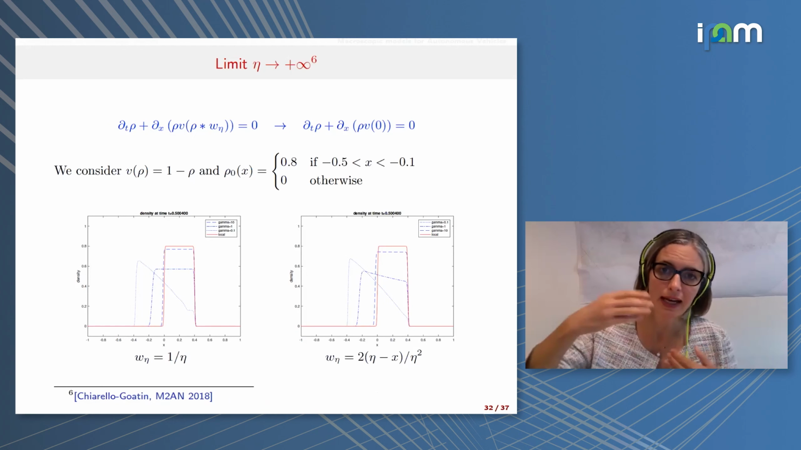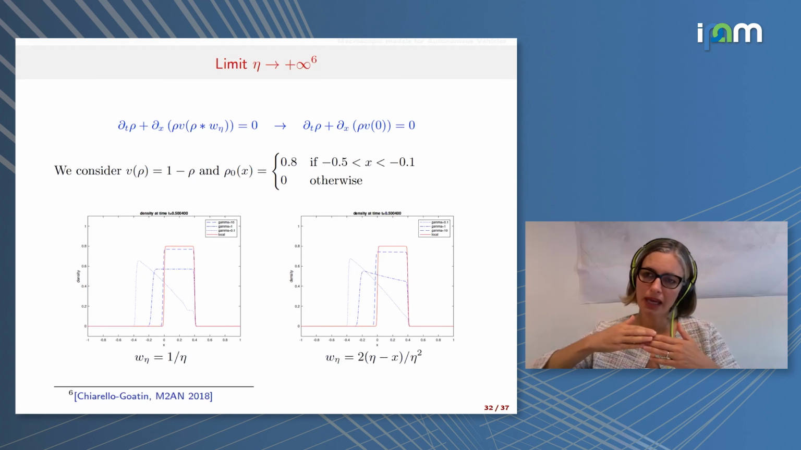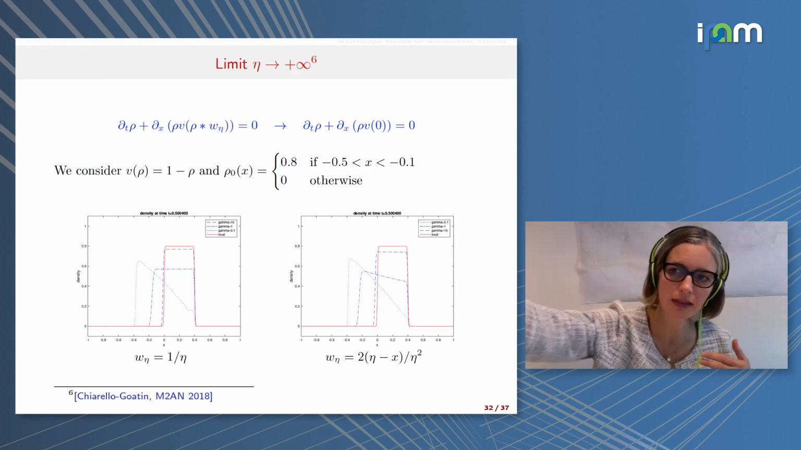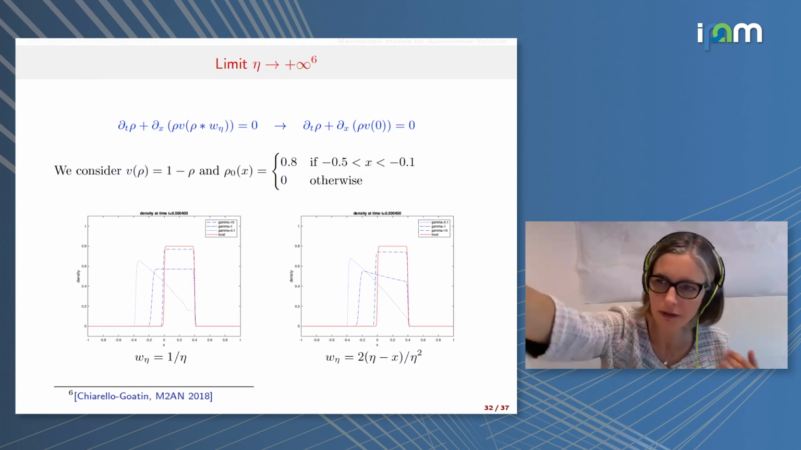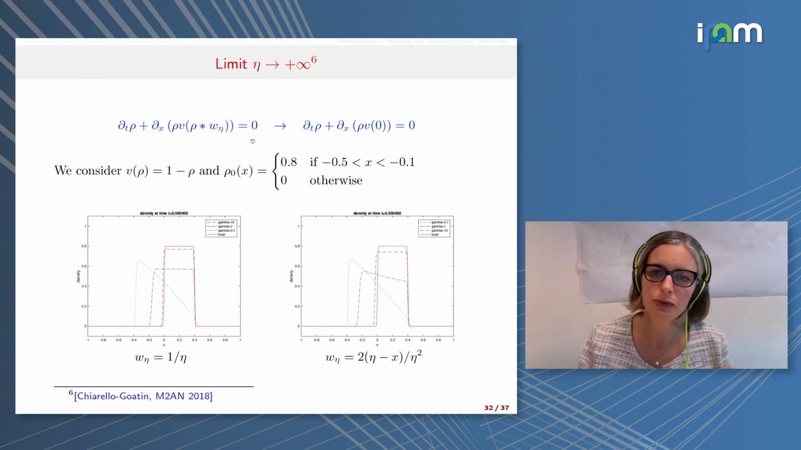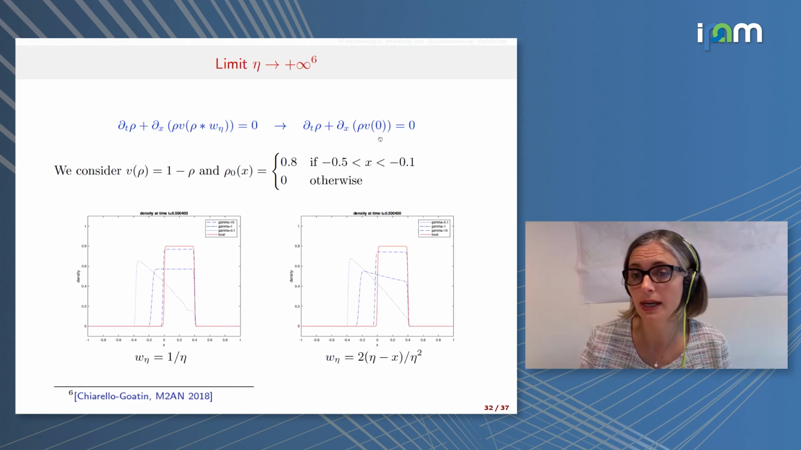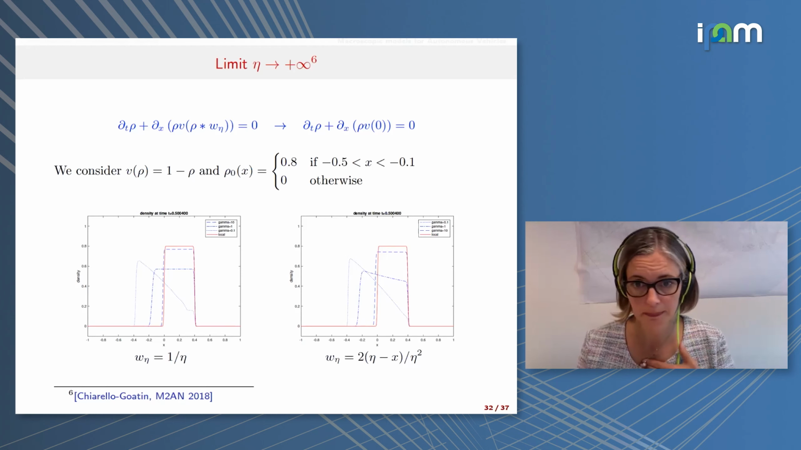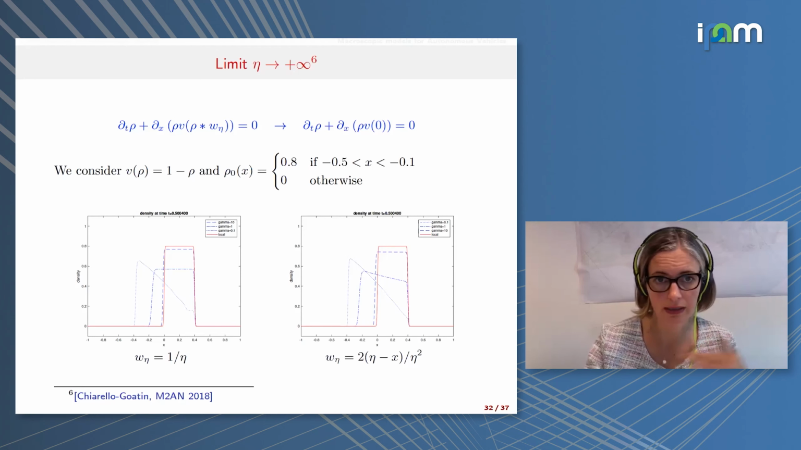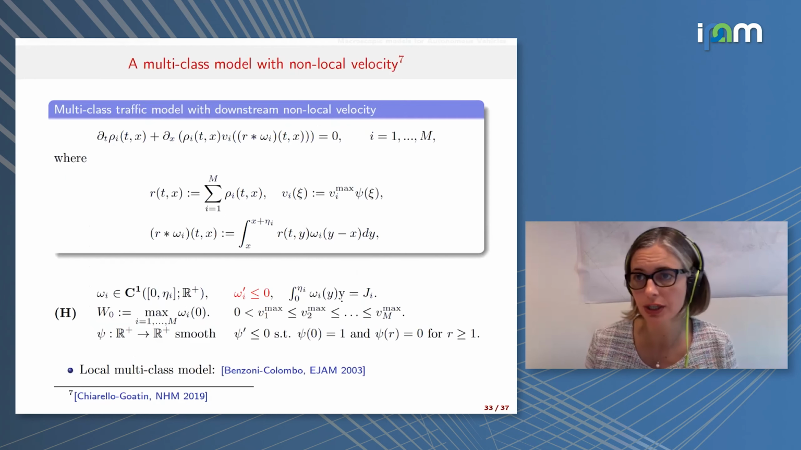And on the other side, if we make eta tend to infinity, so if we look very, very far, we would basically behave like a linear transport equation moving with maximal speed. This can be seen by numerical simulation, and it can also be proved formally. Okay, so these are just some considerations.